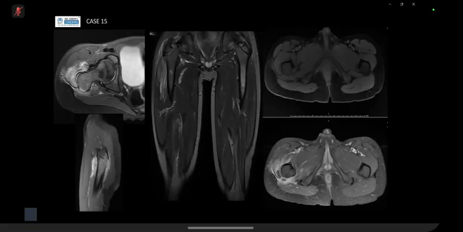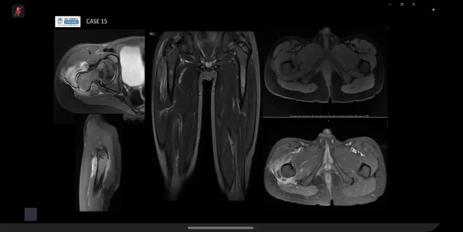Can I have a clinical history of the patient, please? Right leg pain. Does he have fever or anything? Yeah, he's got a fever. ESR elevated. CRP is 70, white cell count 25.